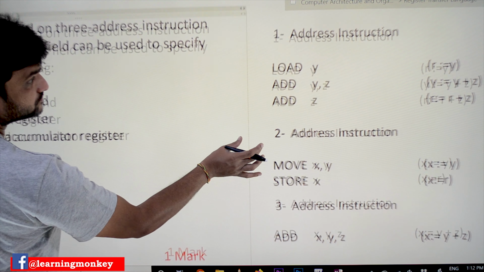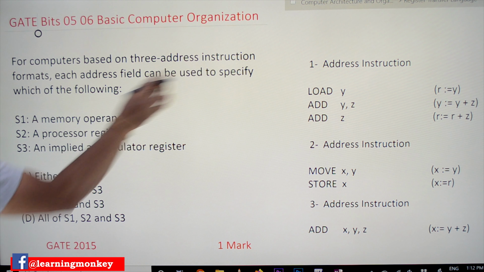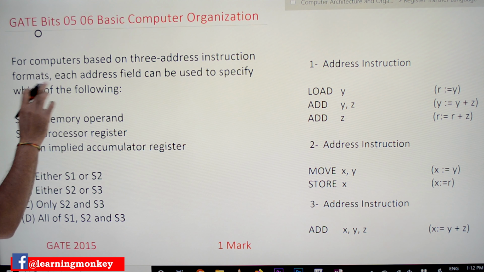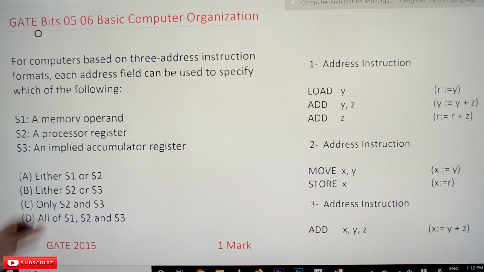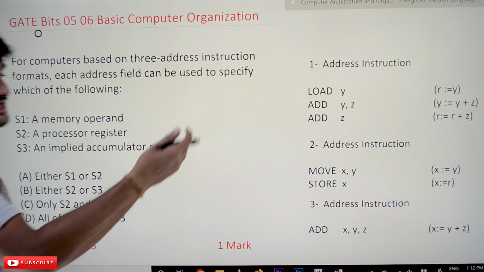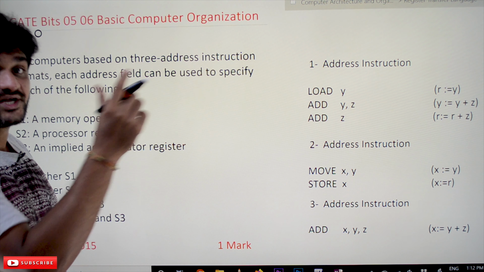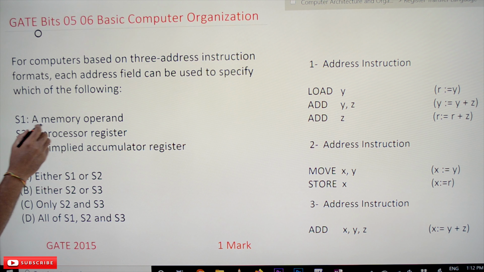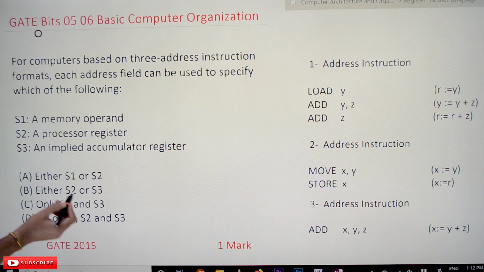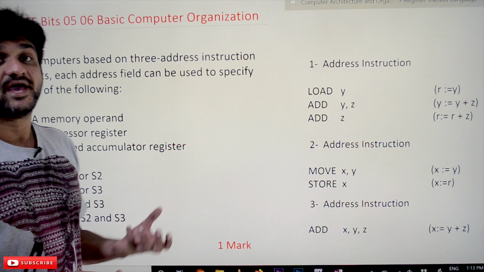Now what is the question? For a computer based on 3 address instruction formats, each address field can be used to specify which of the following values? The memory that has been allocated for 3 different addresses, what can be specified? The specification can be a memory operand, or it can be a processor register, but it cannot have an implied accumulator register. So there is no need for the accumulator register.